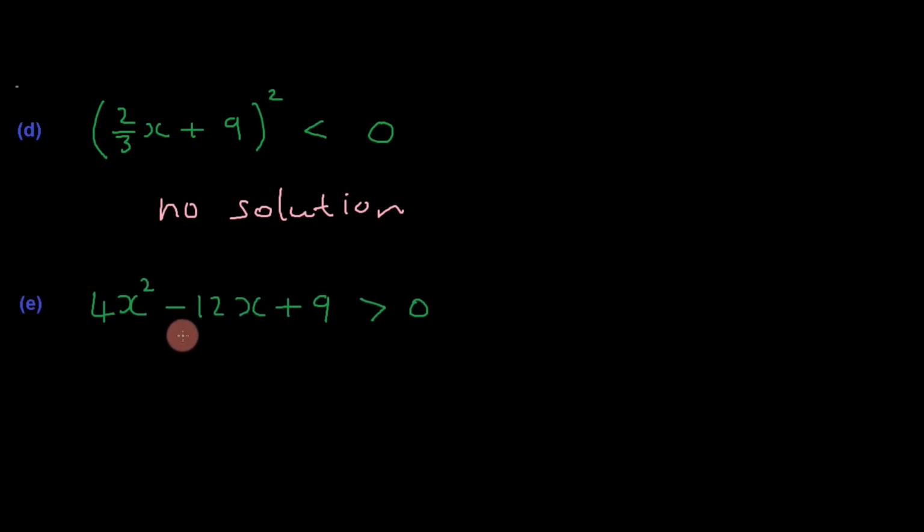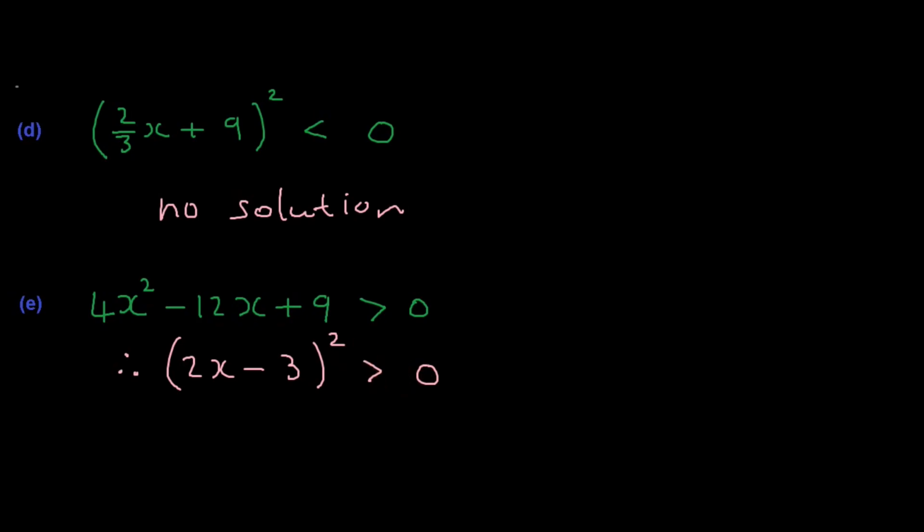So E, the left-hand side here is a trinomial that is a perfect square. Because the first term is a perfect square, the third term is a perfect square, and the middle term is twice the square root of the first term times the square root of the third term. So then we can factorize this as follows. We can take the square root of the first term, which is 2x, the middle term sign, and the square root of the third term, which is 3. And this is all squared, and this must be strictly greater than 0.